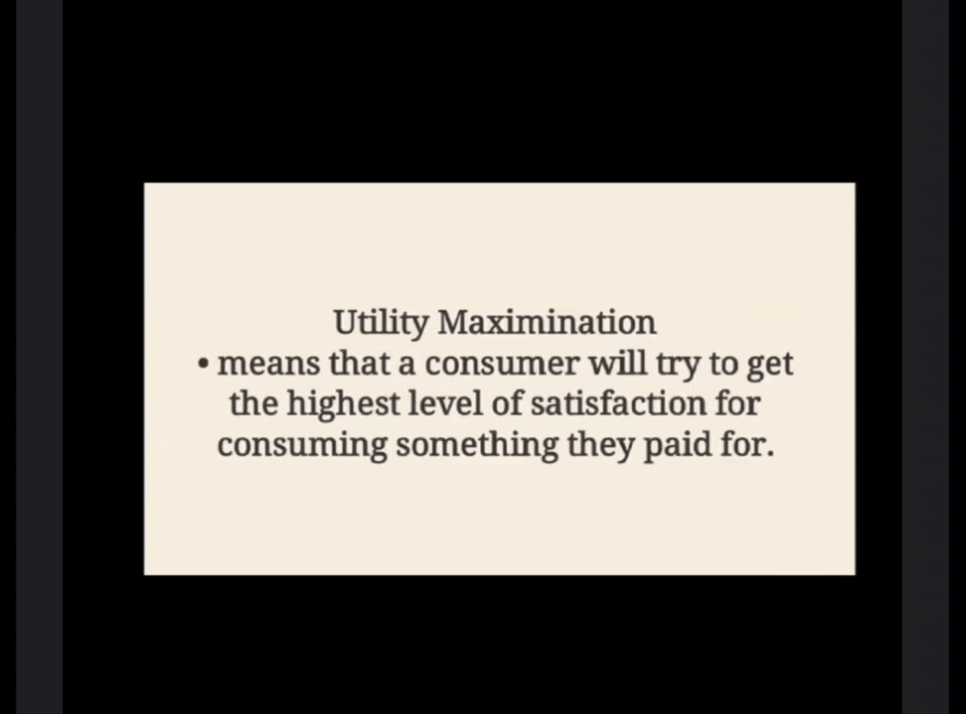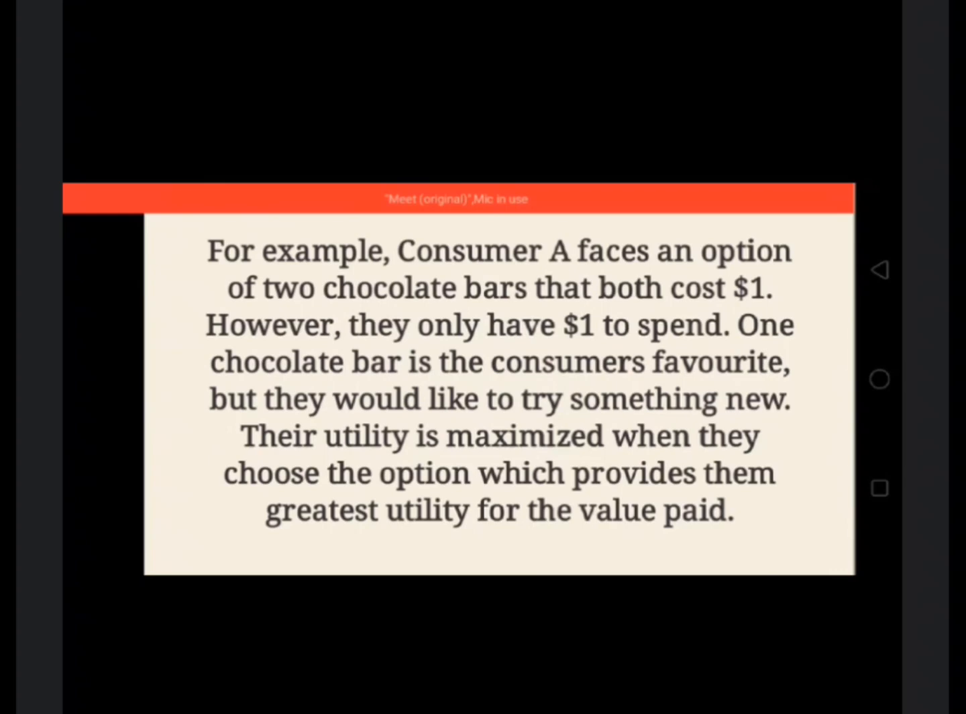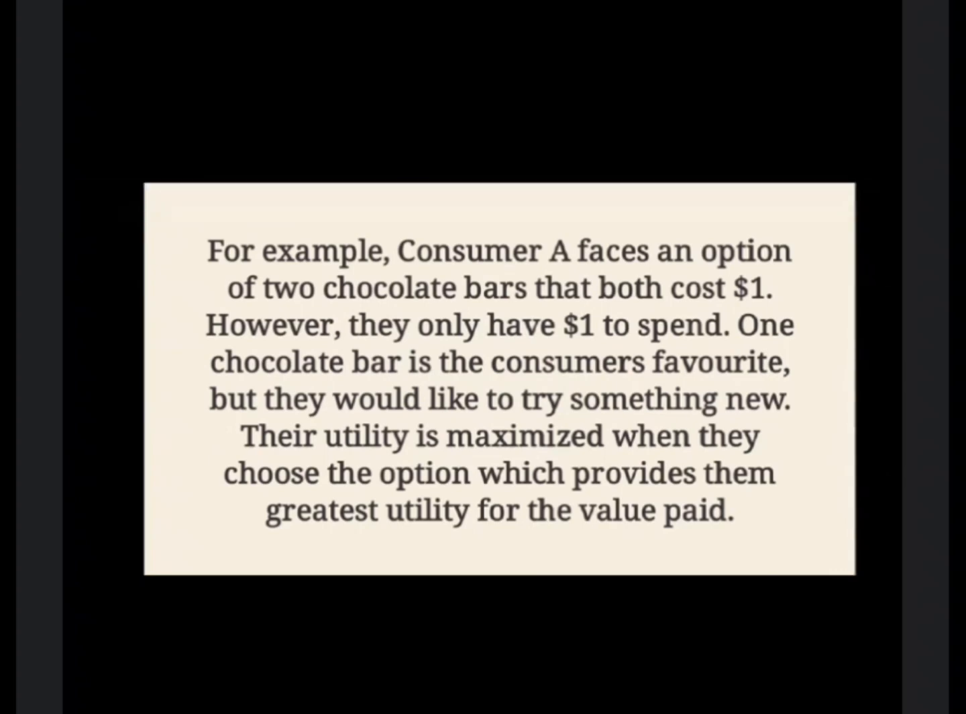Utility maximization means that a consumer will try to get the highest level of satisfaction for consuming something they paid for. For example, a consumer faces an option of two chocolate bars that both cost $1. However, they only have $1 to spend. One chocolate bar is the consumer's favorite, but they would like to try something new. Their utility is maximized when they choose the option which provides them greatest utility for the value paid.